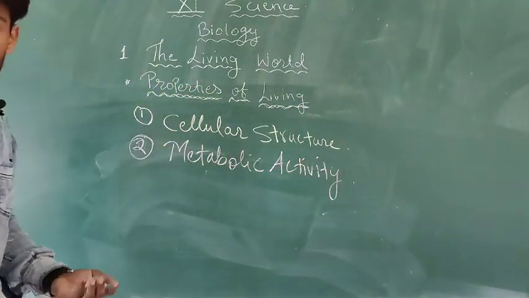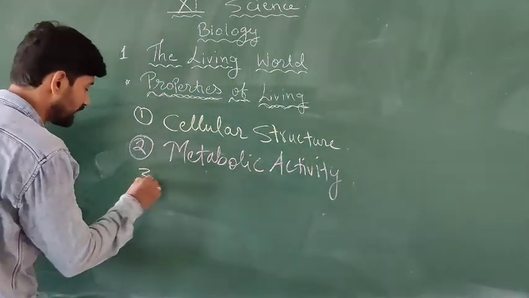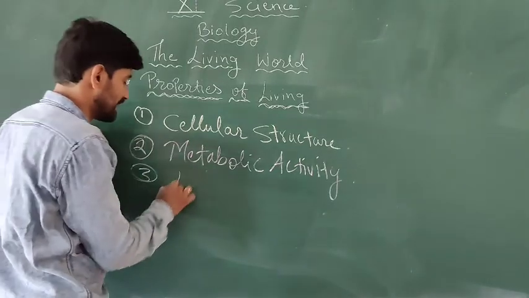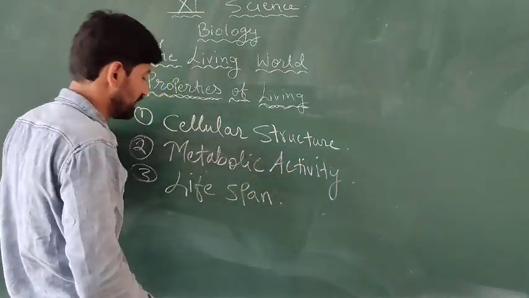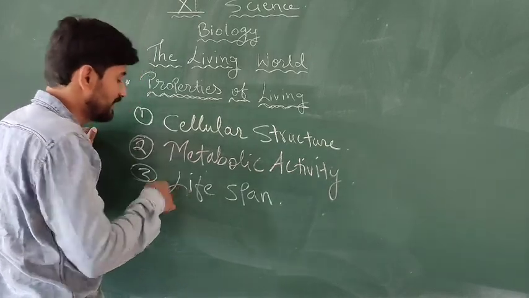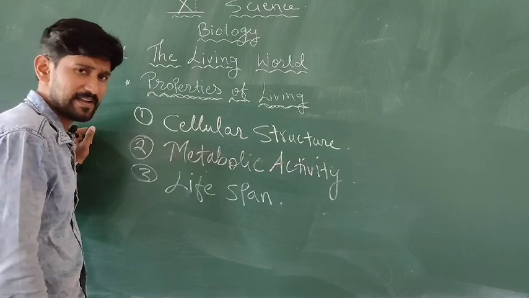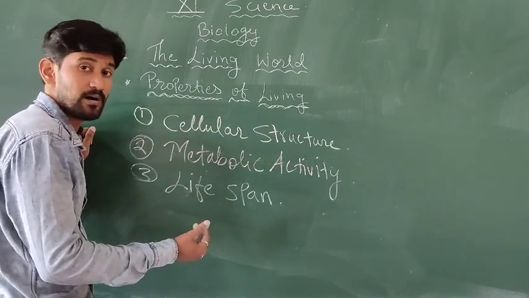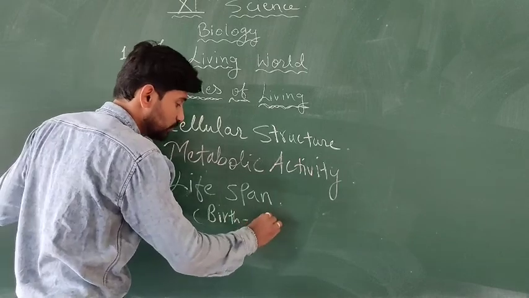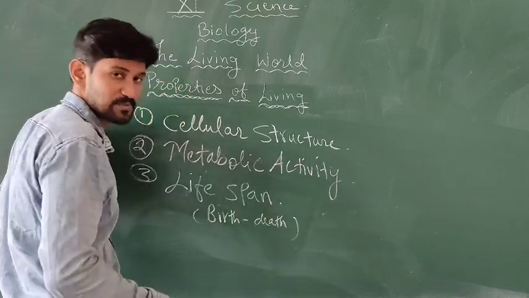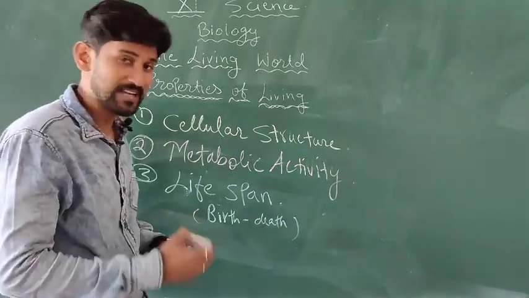After metabolic activity, the third definitive property that we will discuss here is lifespan. Every living organism has a particular lifespan. So what is lifespan? The period between birth and death is known as lifespan. Depending upon the organism, lifespan varies.